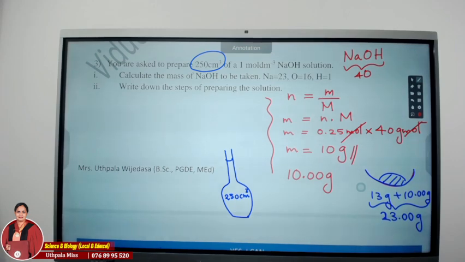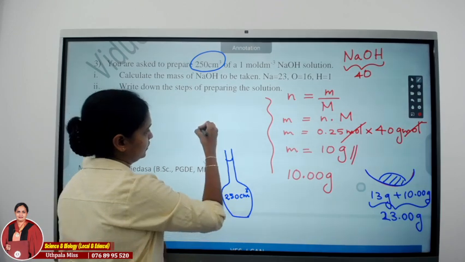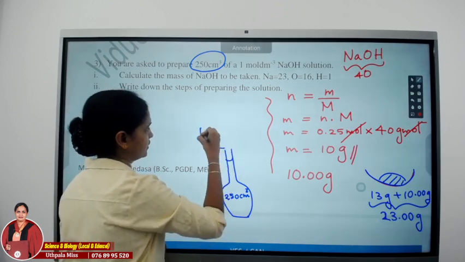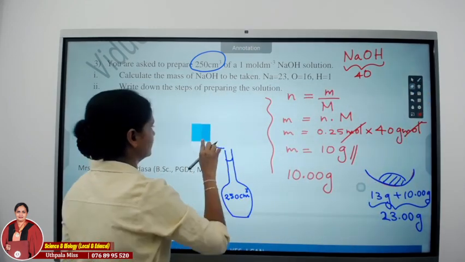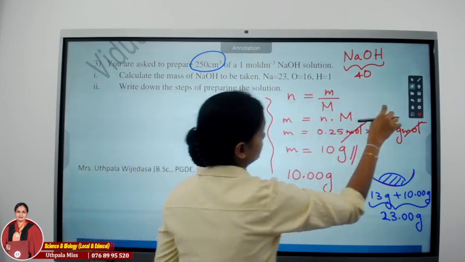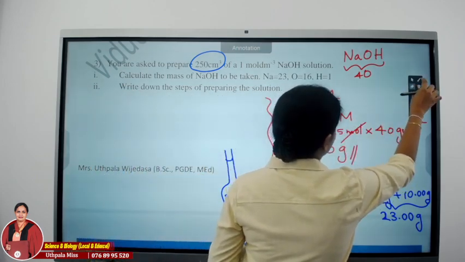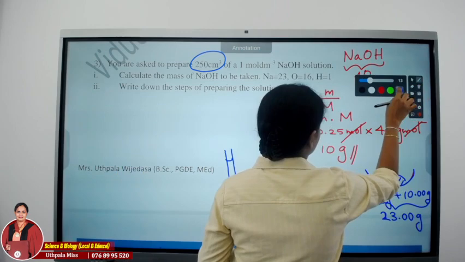you hold the watch glass with sodium hydroxide. Hold it like this. You hold the watch glass with sodium hydroxide. One more thing was forgotten, we keep that there. You take a glass funnel also. These are the equipment needed.